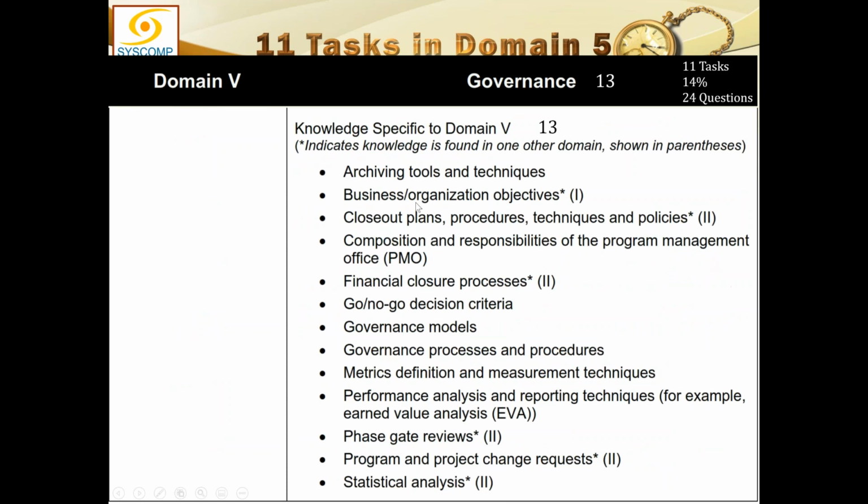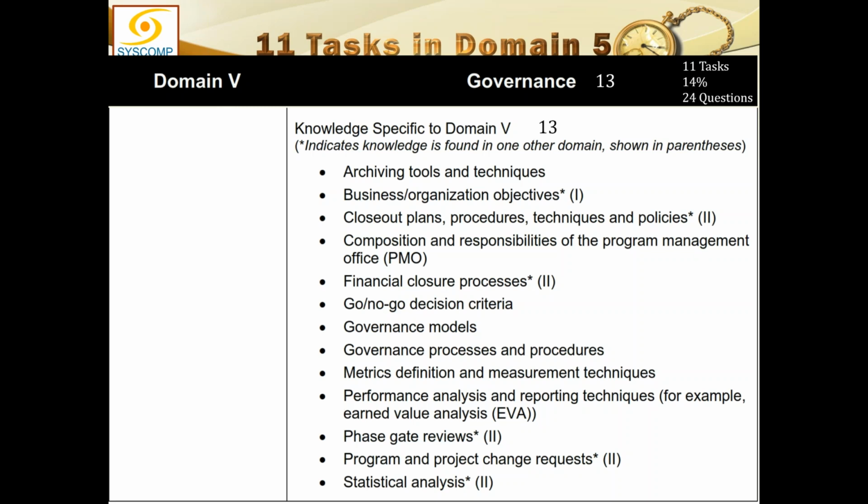Then we have certain knowledge specific to this domain 5. There are 13. Naturally, we are dealing with archives here. So, what are the different tools and techniques for archiving? What kind of archiving are you doing? Is it automated digital archiving, or are you maintaining your files on paper? So both ways you will have different tools and techniques.